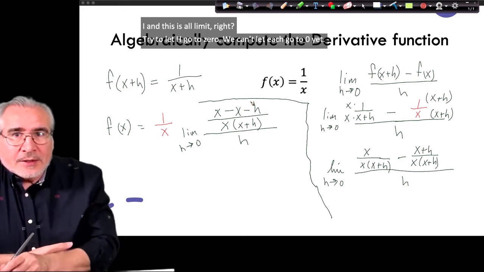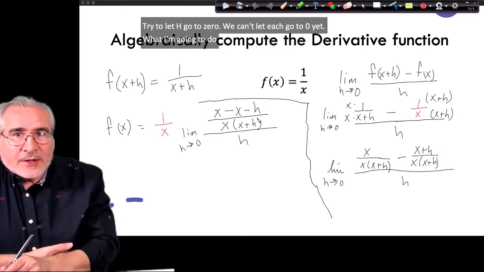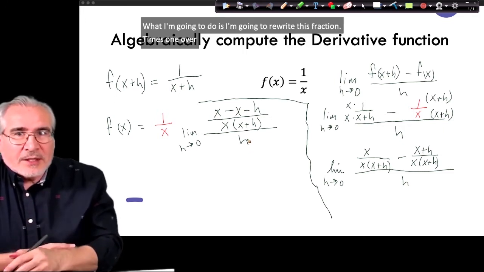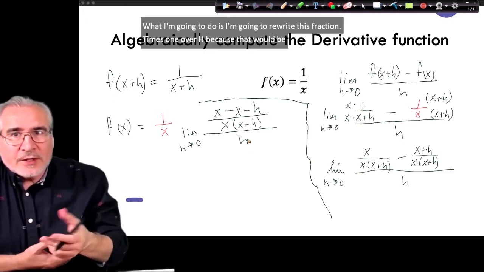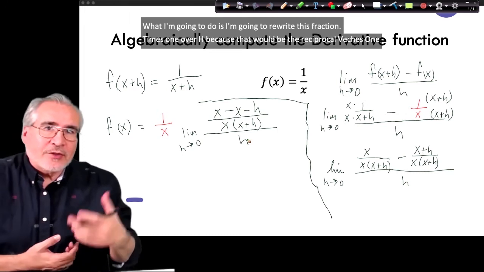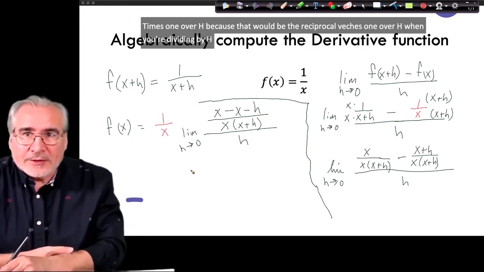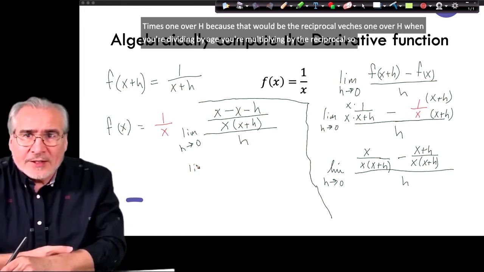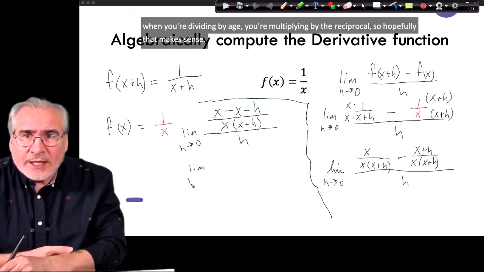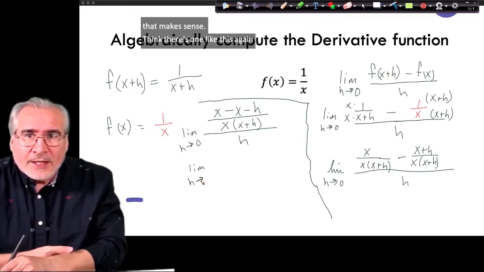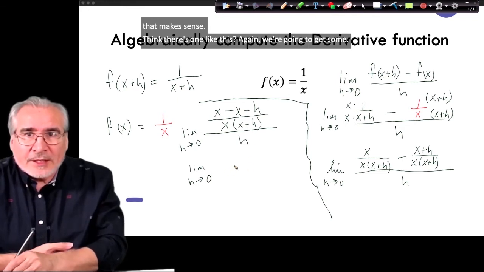So what I'm going to do is I'm going to rewrite this fraction times 1 over h, because the reciprocal of h is 1 over h. When you're dividing by h, you're multiplying by the reciprocal. So hopefully that makes sense. I think there's one like this. Again, we're going to get some rules that make this a little easier to deal with.